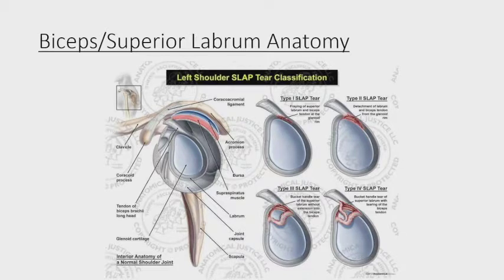These are tears that were described a lot in overhead athletes, but we see them a lot degeneratively as well with concomitant rotator cuff pathology. It's a source of pain for a lot of patients. So we tend to see it a lot on MRI reports.